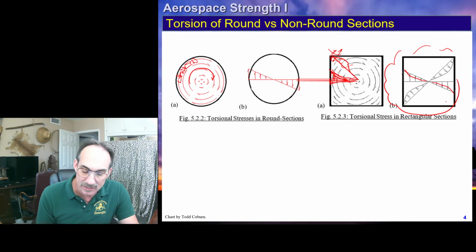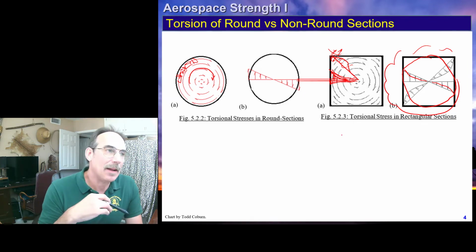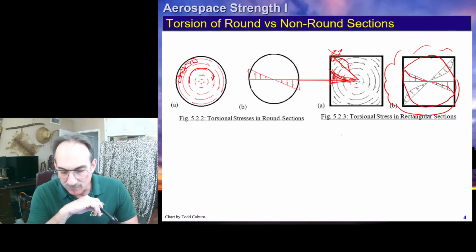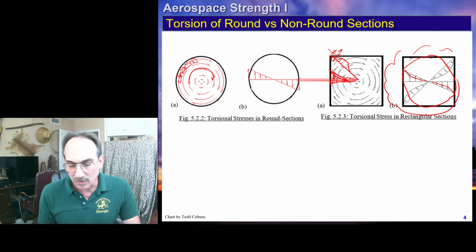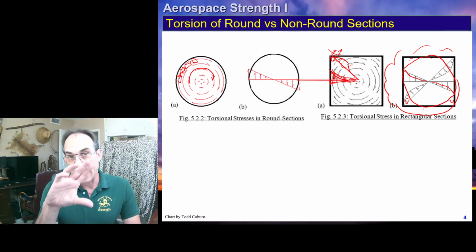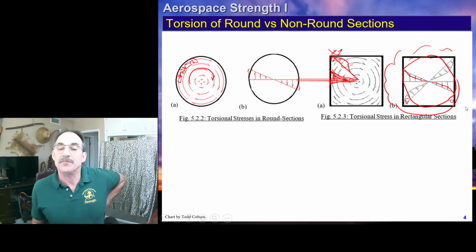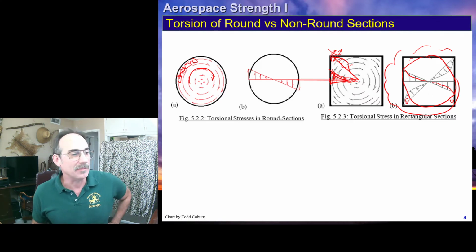It would be nonlinear. What we can see is that if we inscribed a circle of this diameter and used our TR over J, we would probably be a little bit conservative because there's a little more material. But we're also going to have distortion of the element. The more narrow the section gets relative to the other dimension, the more distortion we're going to get of the material.